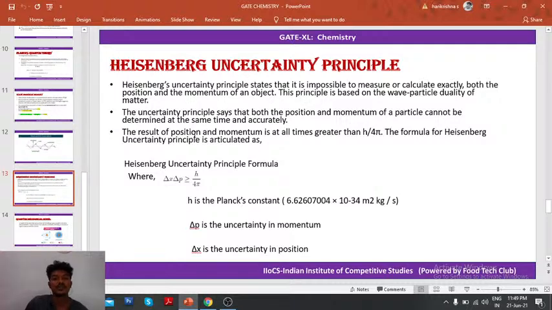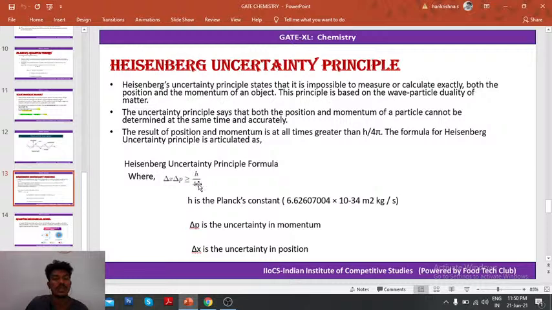The product of the uncertainties in position and momentum is at all times greater than h by 4 pi, the formula for the Heisenberg uncertainty principle. In such a way, the Heisenberg uncertainty principle can be formulated as delta x into delta p, where x is the position and p is the momentum, that is change in position and change in momentum. It is greater than or equal to h by 4 pi.